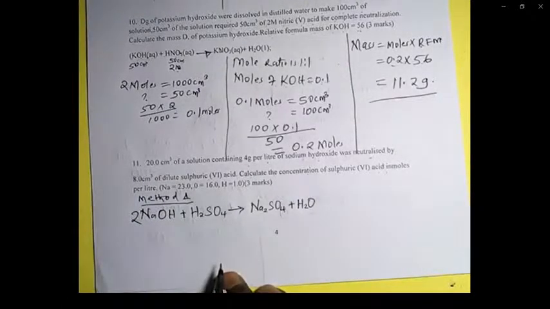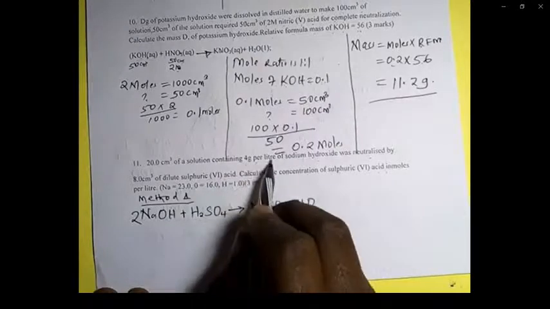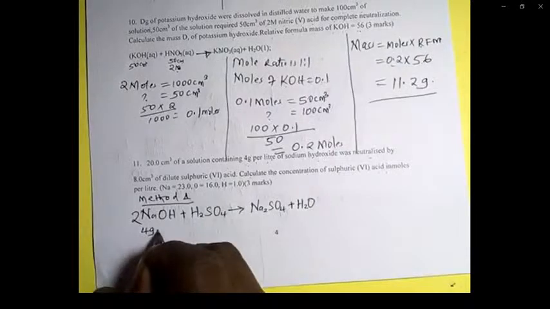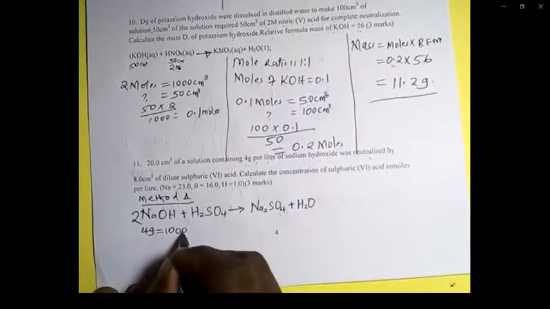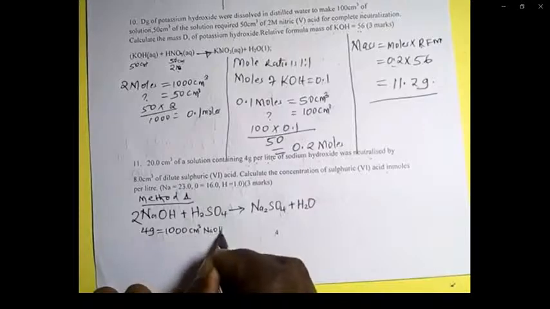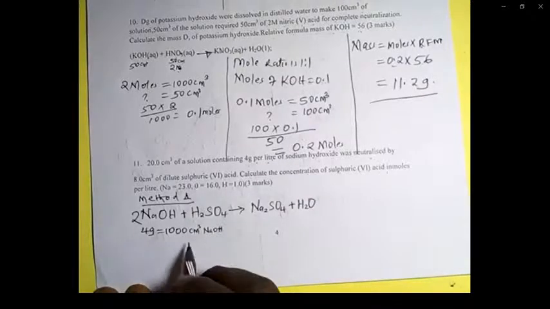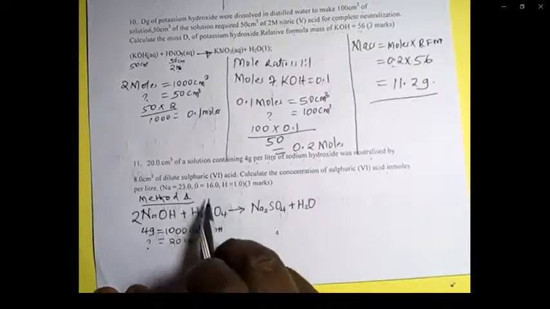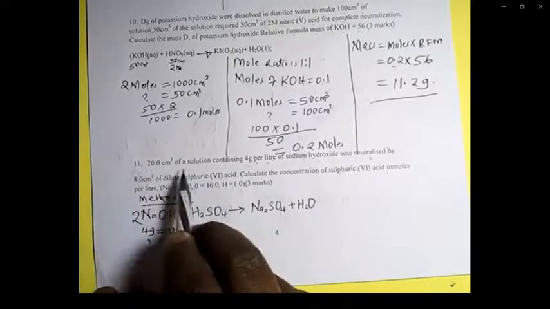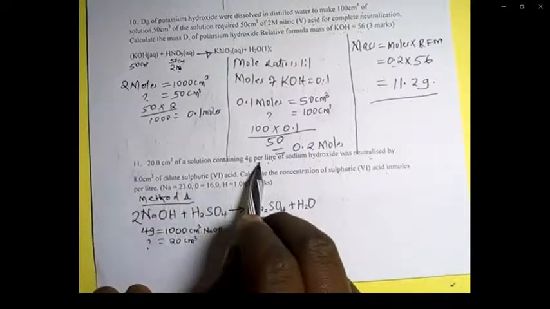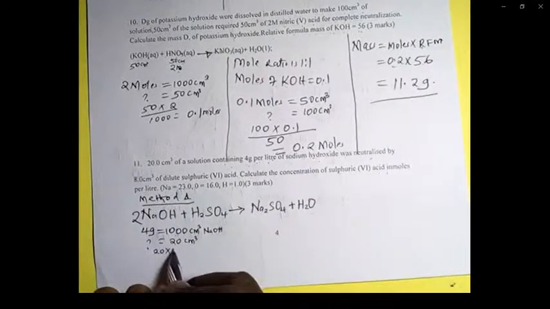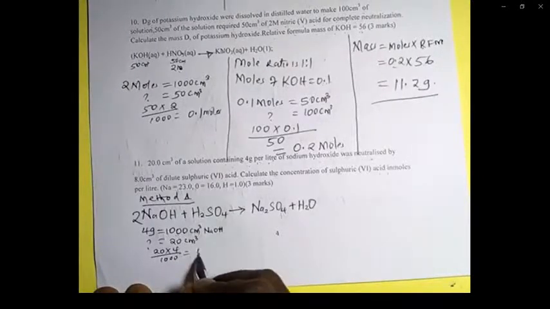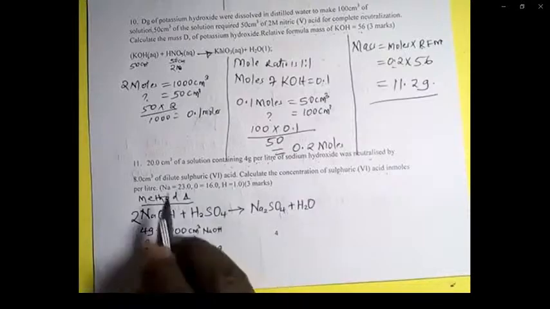Now 4 grams is in 1 liter. So we will say 4 grams of sodium hydroxide was made in 1,000 centimeters cube of sodium hydroxide. We want to know the mass in 20. So 20 centimeters cube will contain, because the volume that was used is 20 centimeters cube of this, we will get the mass: 20 times 4 divided by 1,000, and that will give us 0.08 grams. So this is the mass that was used.